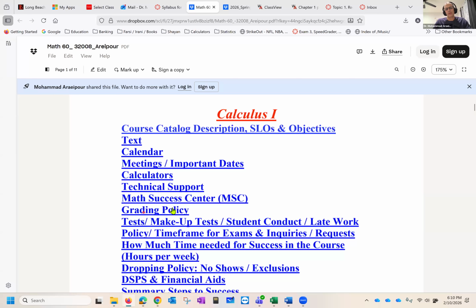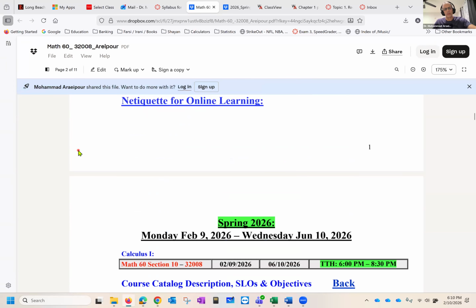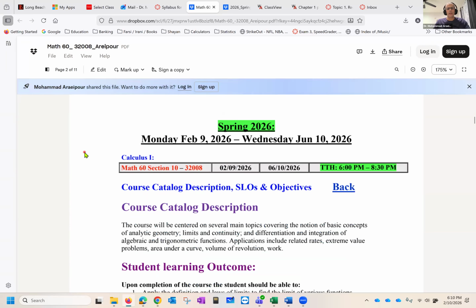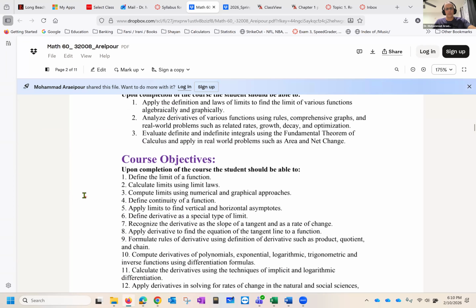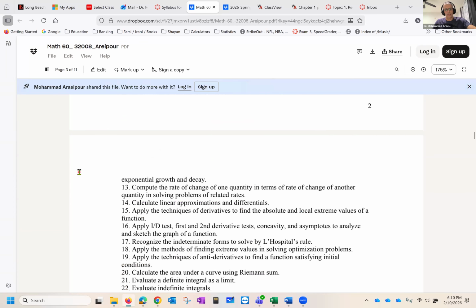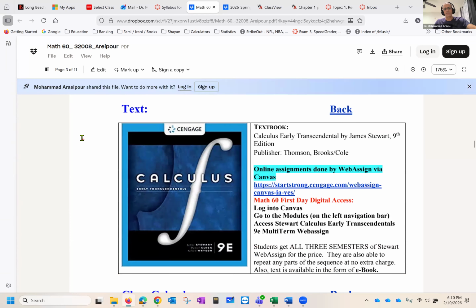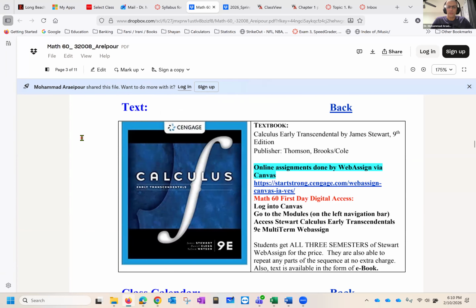For example, a lot of times students look at the grading policy and so forth. So let me scroll down. Again, the information about the course, the time, and the section number, and so on. Student learning outcome, course objectives, text.